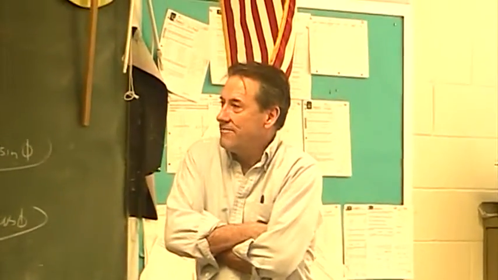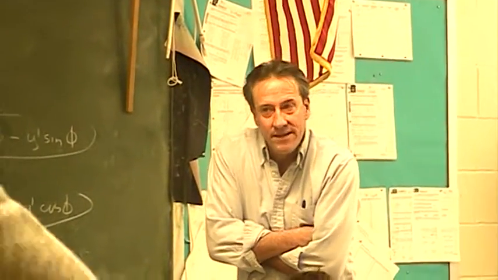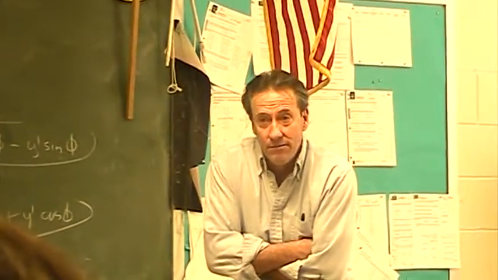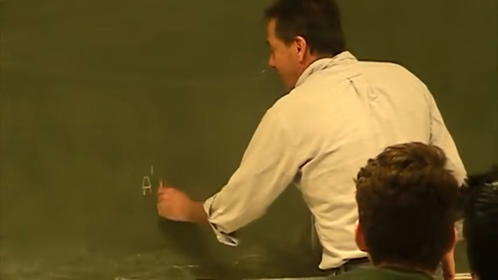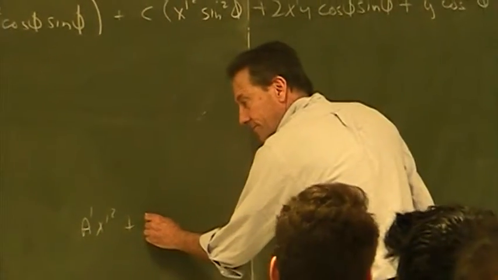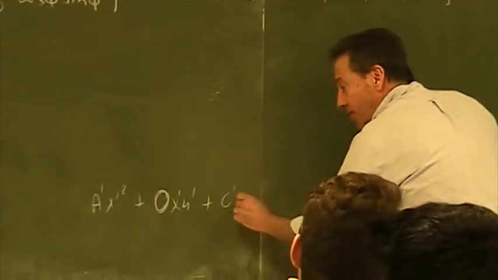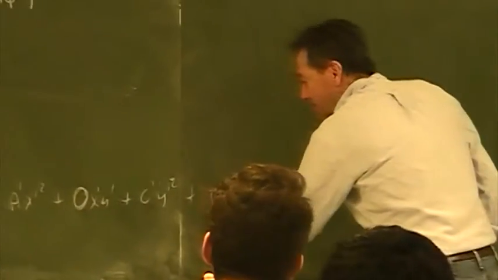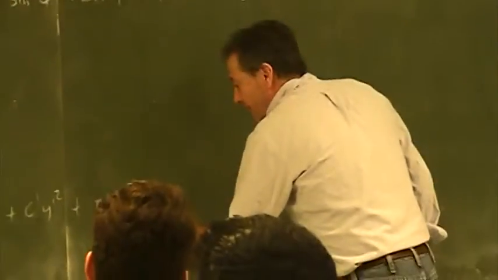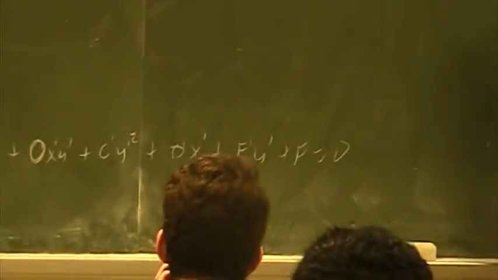Okay. So now we have to distribute. Where are we going? A prime x prime squared plus 0 x prime y prime plus c prime y prime squared plus d prime x prime plus e prime y prime plus f equals 0, whatever. That's what we're trying to do.